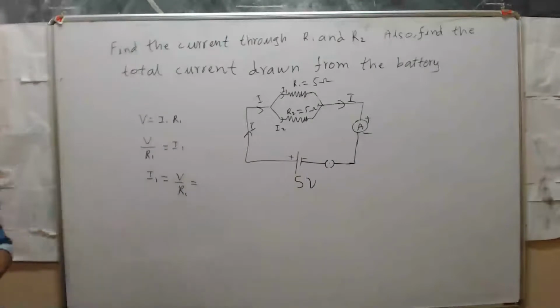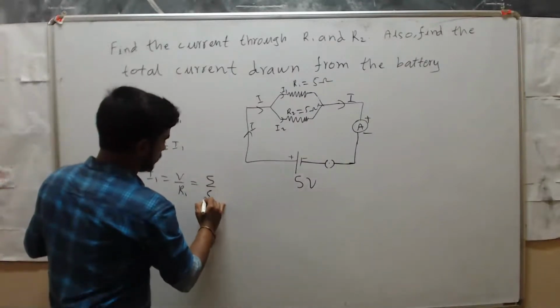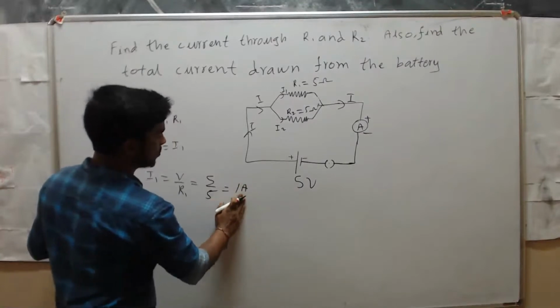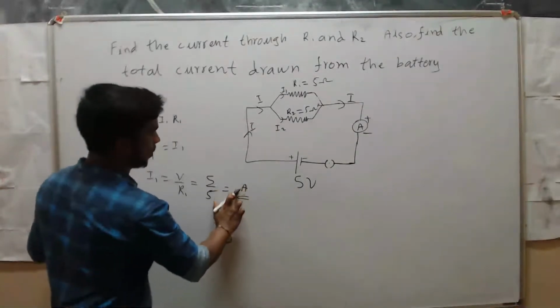What is the V value? V value is 5 and R1 is 5. Okay, what is the answer? So that is 1 ampere. V is 5, so the answer is 1 ampere. So current through the resistor R1 is 1 ampere.